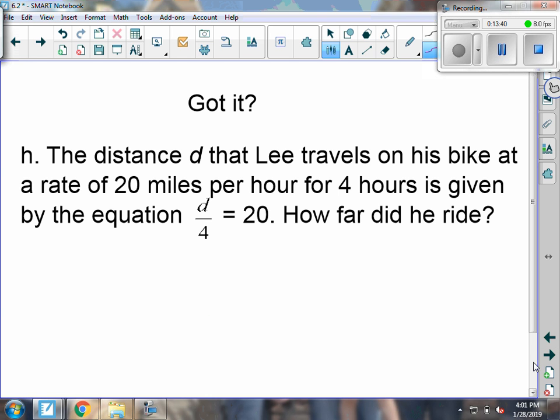Okay, you do the exact same thing here, so copy this down. The distance d that Lee travels on his bike at the rate of 20 miles per hour for 4 hours is given by the equation d over 4 is equal to 20. How far did he ride? So pause this and take a moment to copy this down and solve this on your own, please.